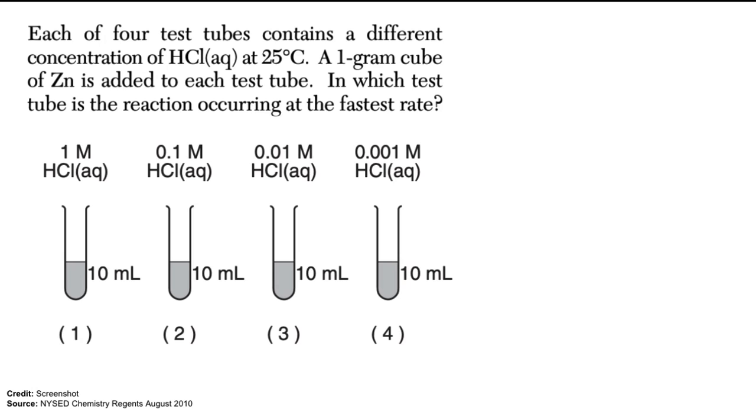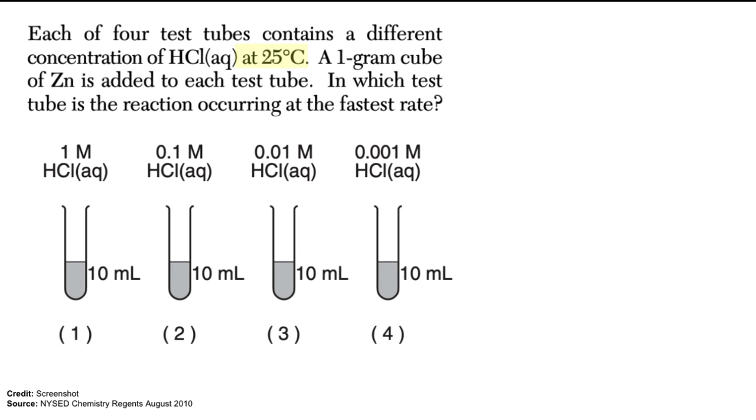This next question says each of 4 test tubes contains a different concentration of HCl(aq) at 25 degrees Celsius. A 1 gram cube of zinc is added to each test tube. In which test tube is the reaction occurring at the fastest rate? I'm going to let you pause this video, take a moment to look at each of the 4 options and read the descriptions above and to the side of each one before selecting which tube you think the reaction will occur at the fastest rate in. Make sure to pause the video if you haven't come up with your answer yet.